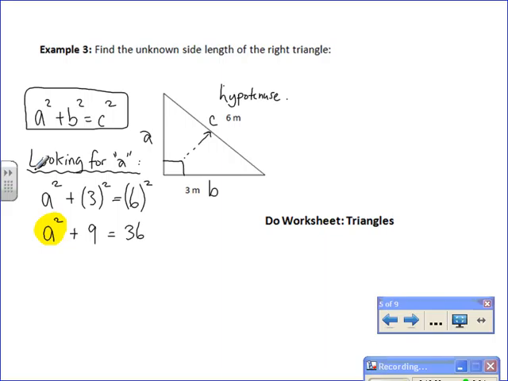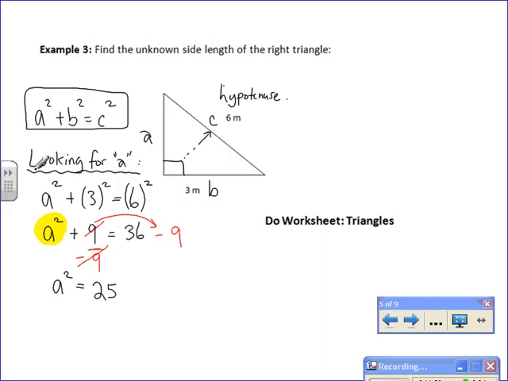So because I have this 9 here, I need to move it over to the other side. I need to undo what's being done to a squared, and 9 is being added to a squared right now. So to move this over to the other side, I'm simply going to subtract 9 from this side, and I'm going to subtract 9 from the other side to keep it equal. And I've moved that 9 over. So now what I have is a squared is equal to 36 minus 9. Well, 36 minus 9 is 25.